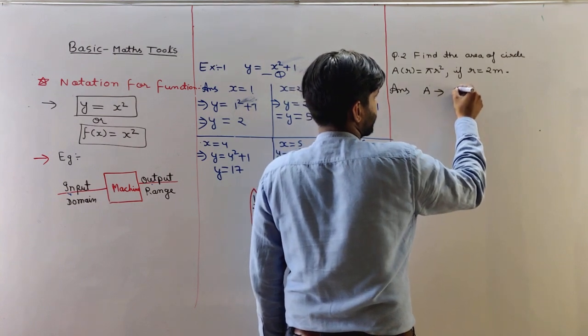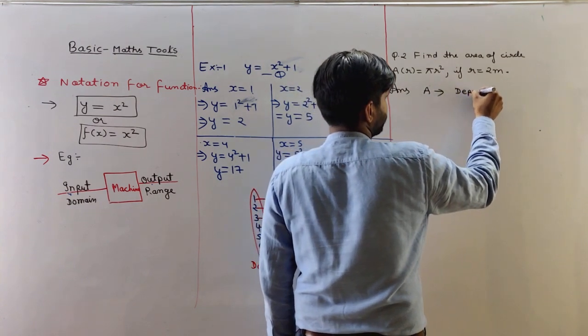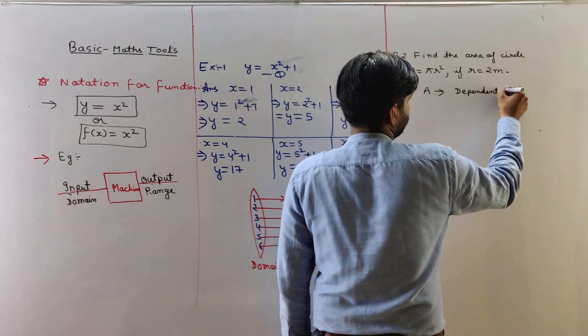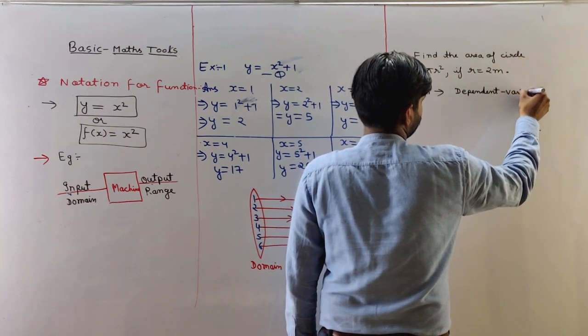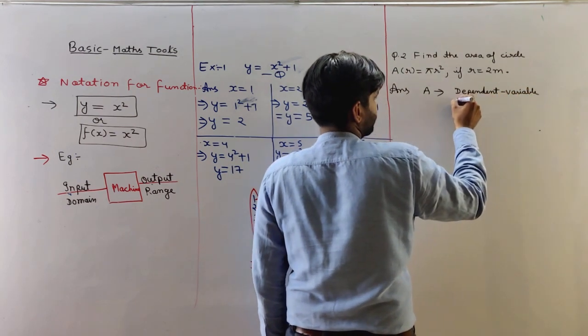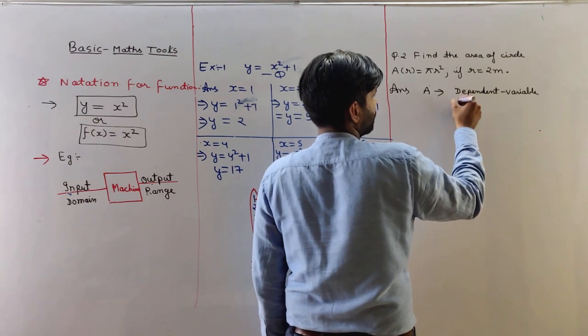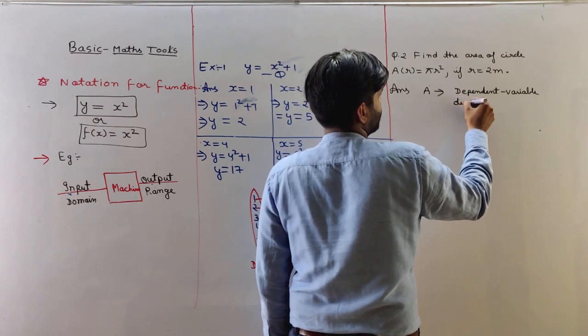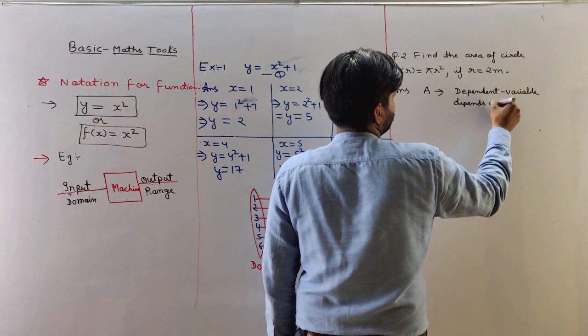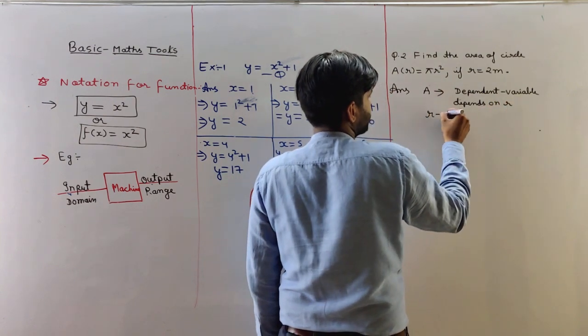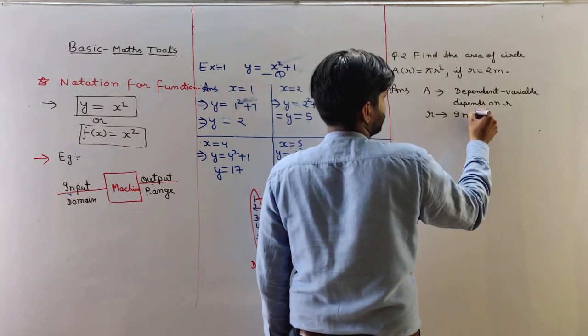So first of all, we write this. A is a dependent variable, which depends on r, and r is an independent variable.